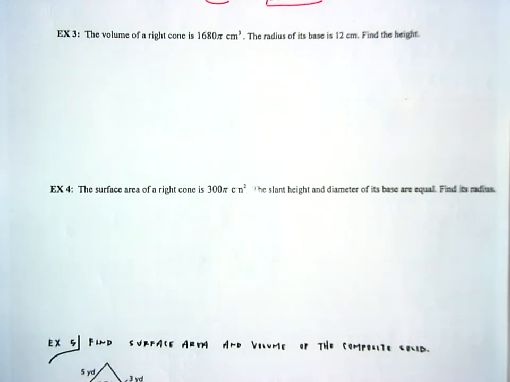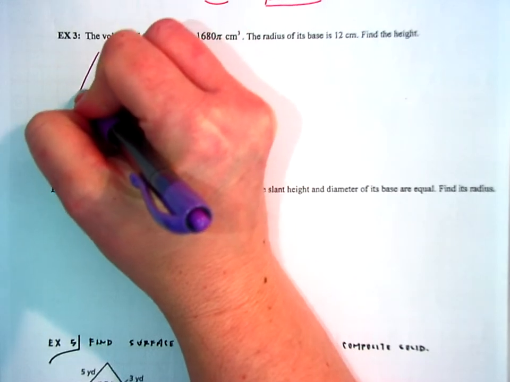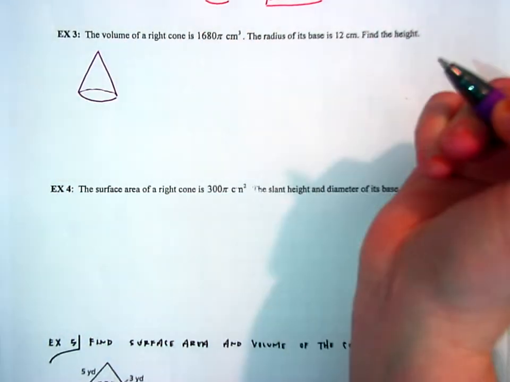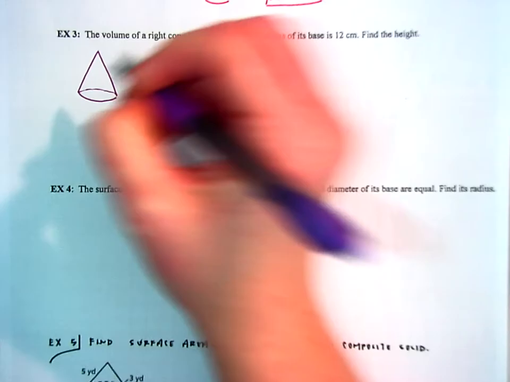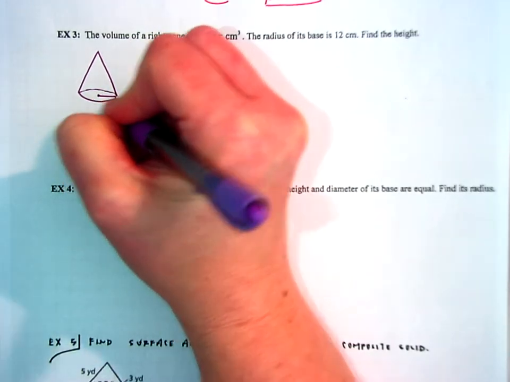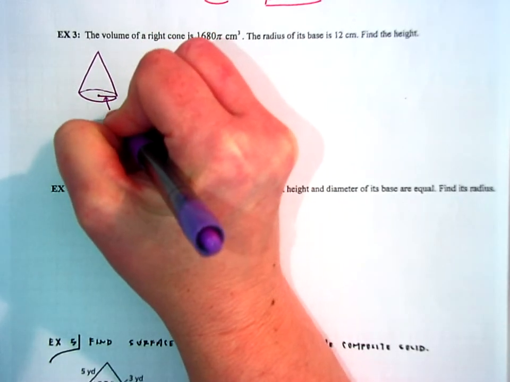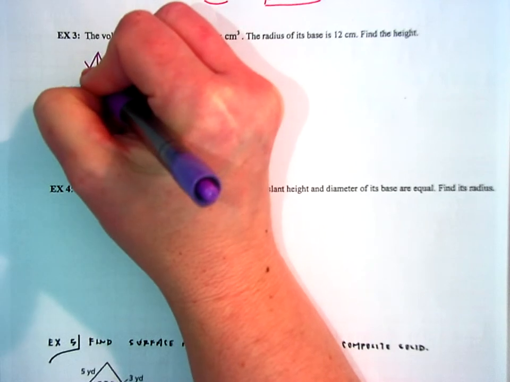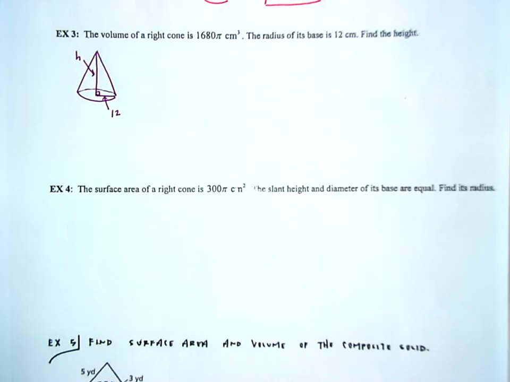The volume of a right cone is 1,680 pi centimeters cubed. The radius of its base is 12 centimeters. Find the height. Okay, so again, I like to visualize what I'm trying to solve for. So here is my right cone. We're told that the radius of its base is 12. So the radius is 12, and I want the height. Okay, so I'm solving for the h.